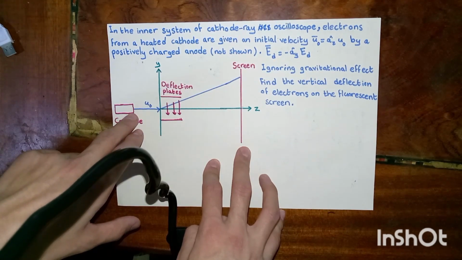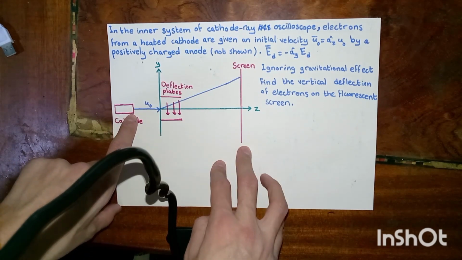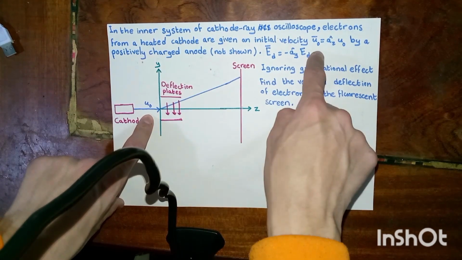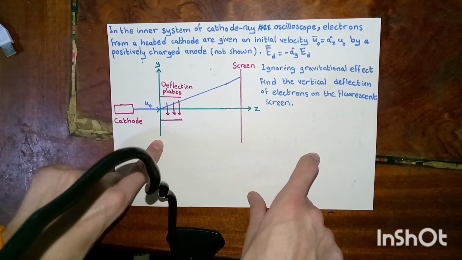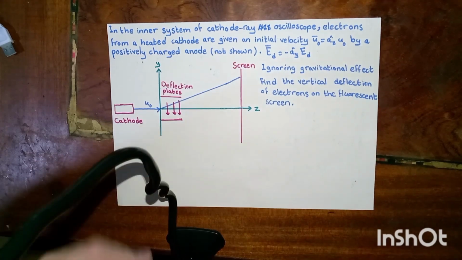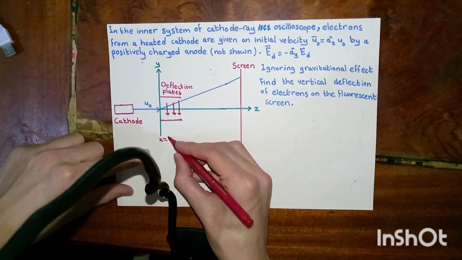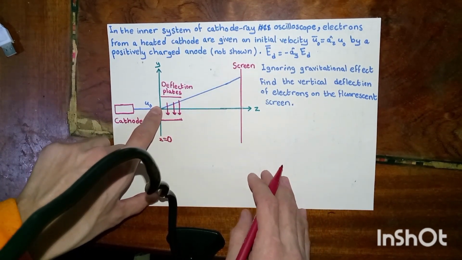Then the electrons will start to move from the cathode with an initial constant velocity towards the z direction, and this is the equation of the initial velocity. Then at z equals 0, the electrons will enter the area of the deflection plates.